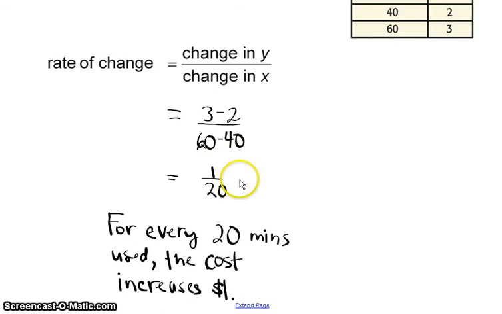Okay, so there's a couple different ways you could write that. For every 20 minutes used, the cost increases by $1, or you could say it costs 5 cents every minute. Okay, and I would accept either answer.